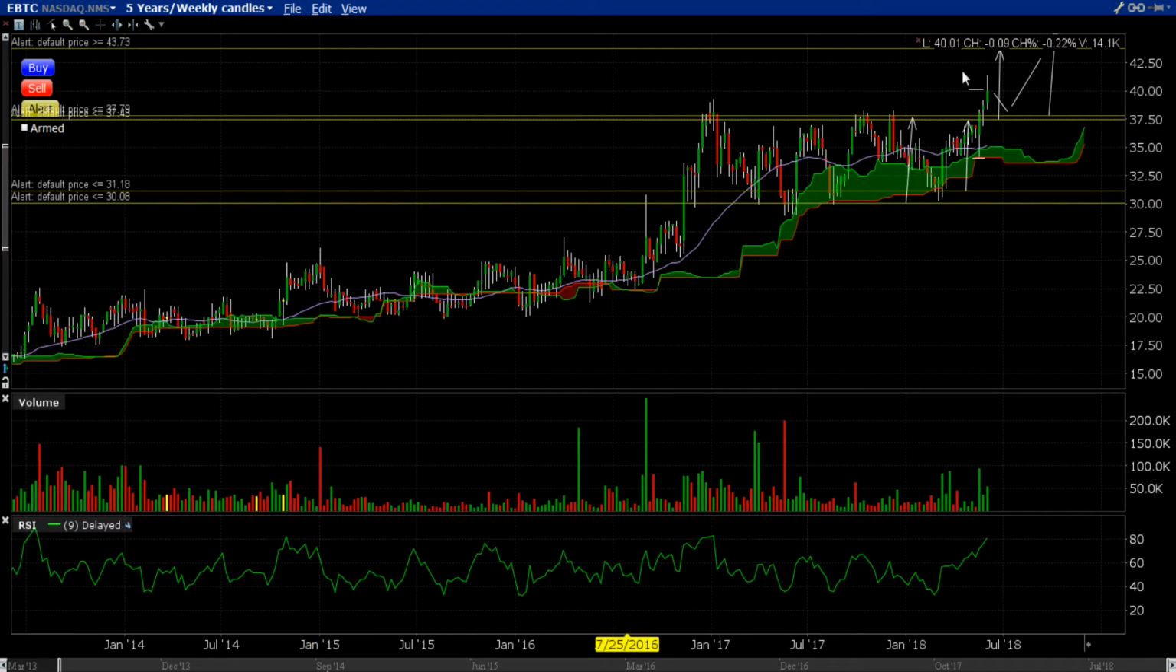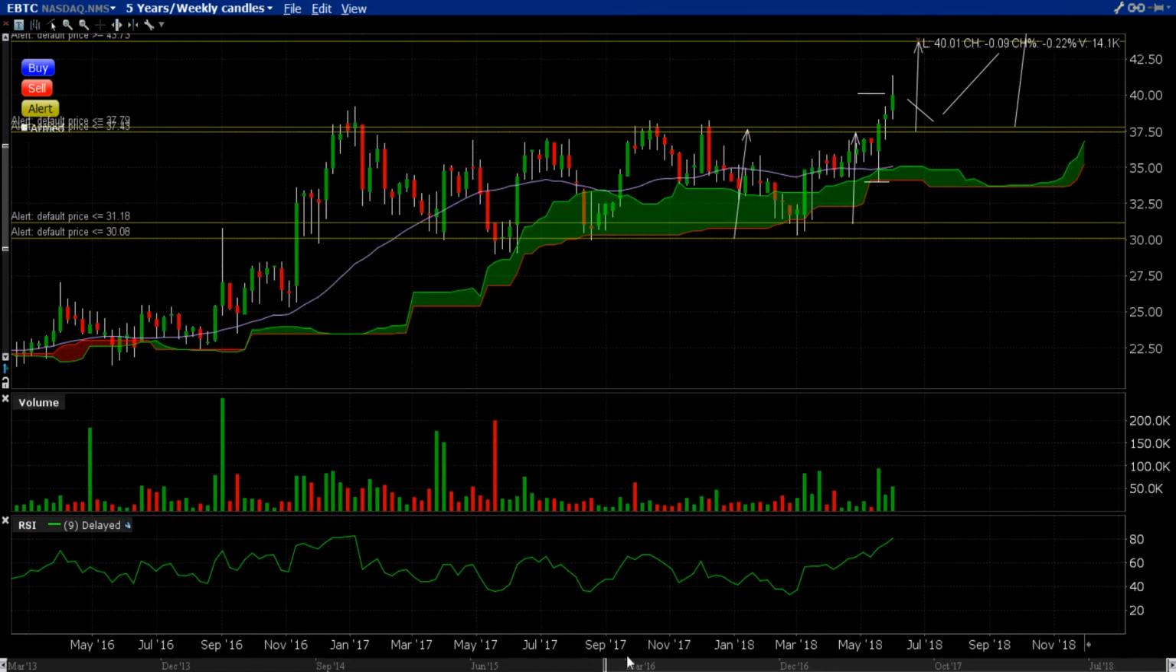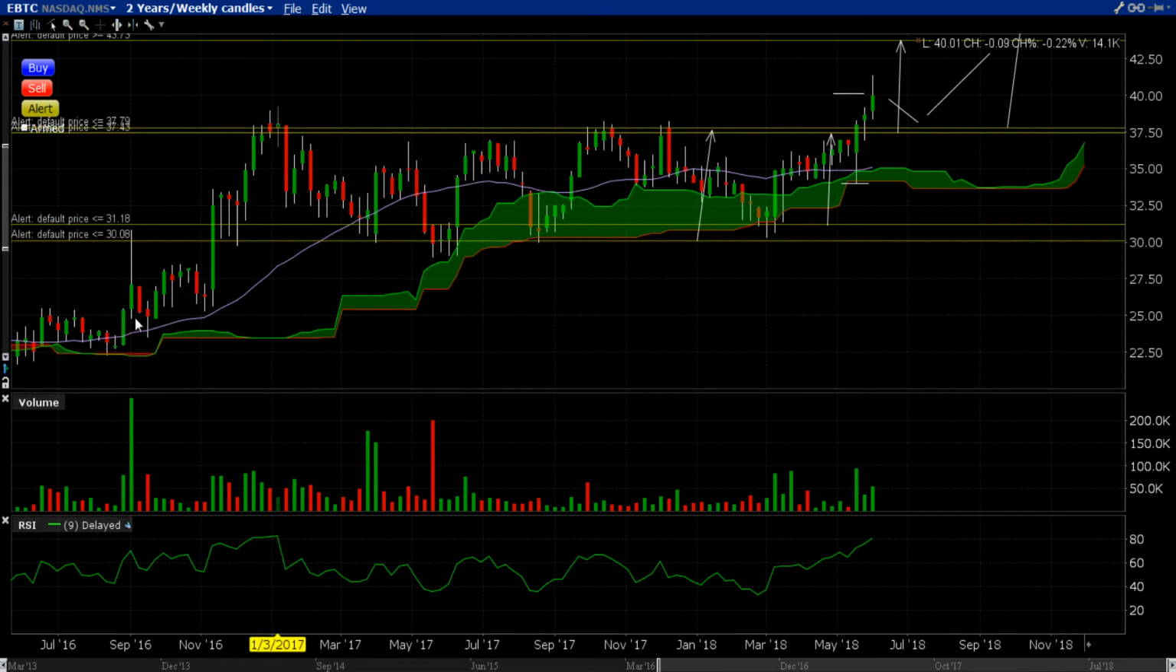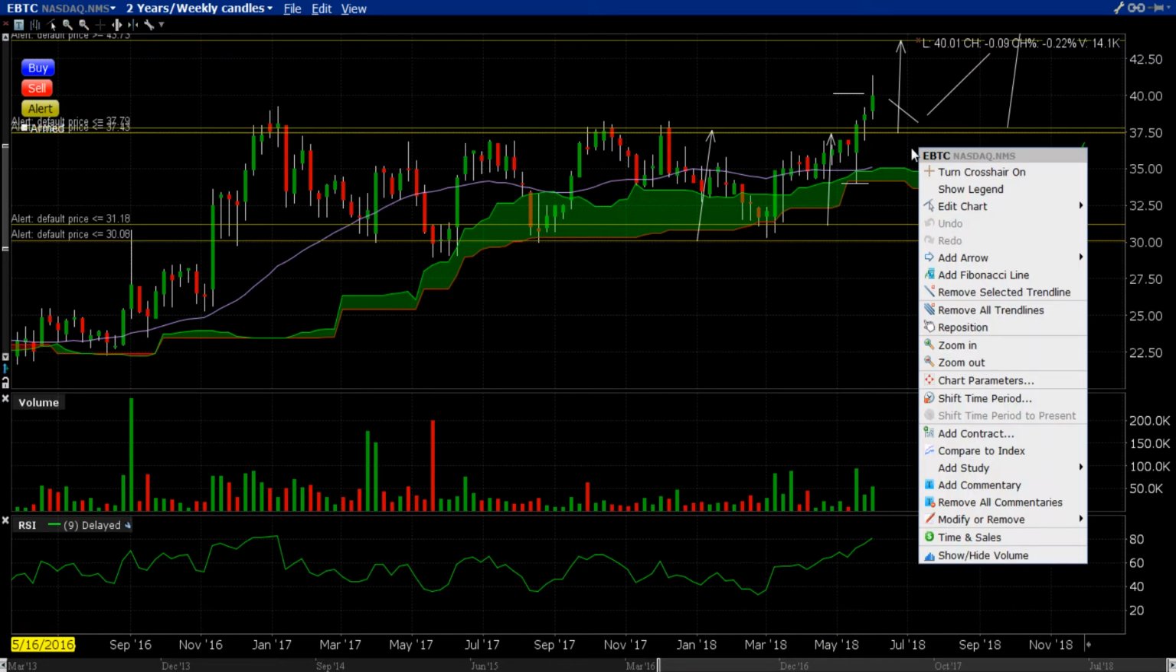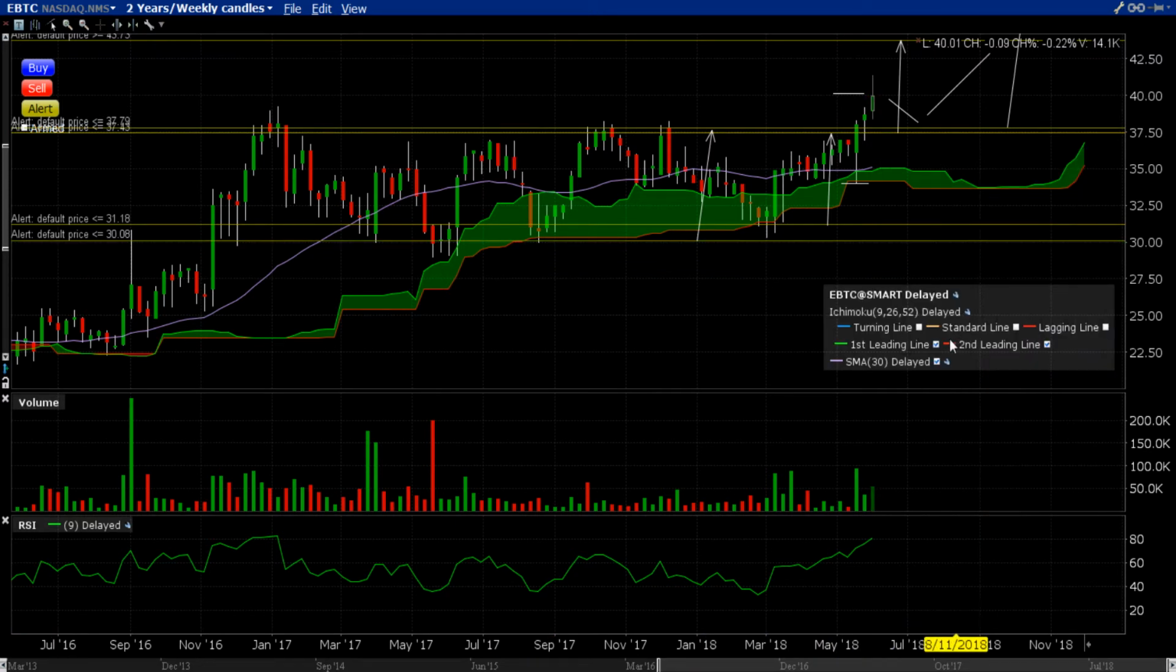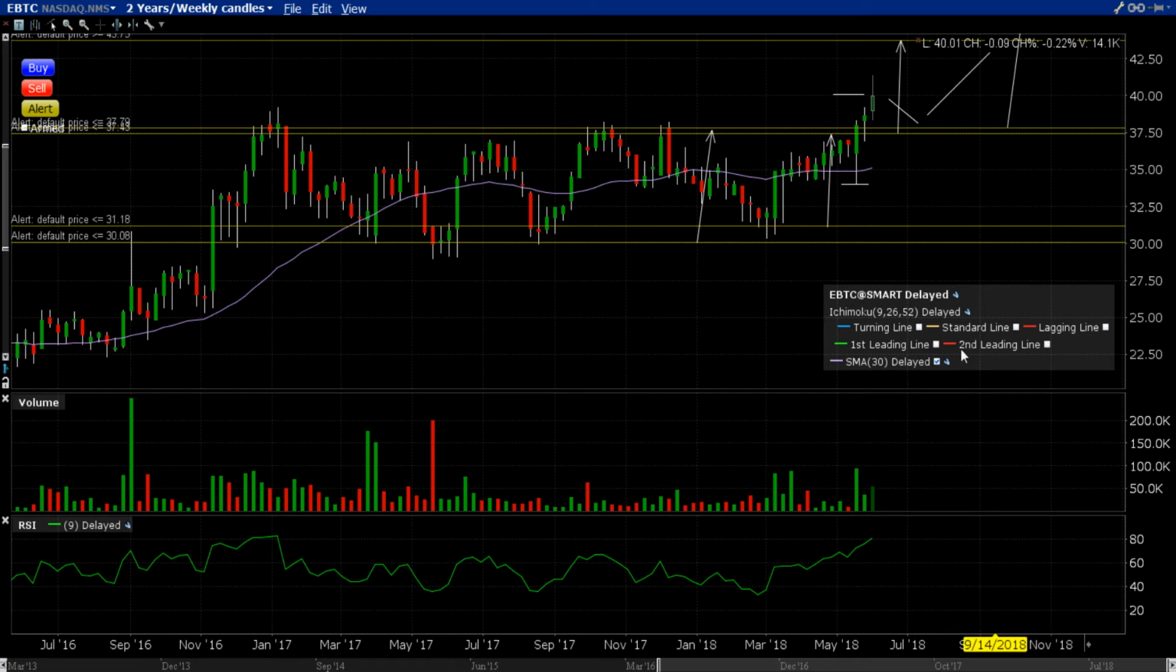Weekly chart. Whoa, look at all these lines, man. Okay. I'm zooming in. Stage 2, stage 3. Stage 3 could become stage 4 or stage 1. Or stage 2. We're above the green cloud. That's our support, the Ichimoku cloud. If you're above that, you are in an uptrend. So now that's confirmed. Remove that.